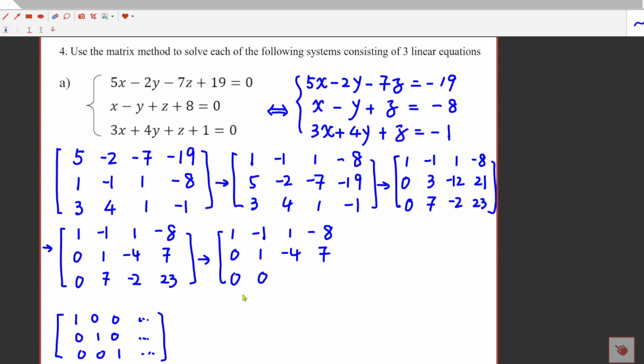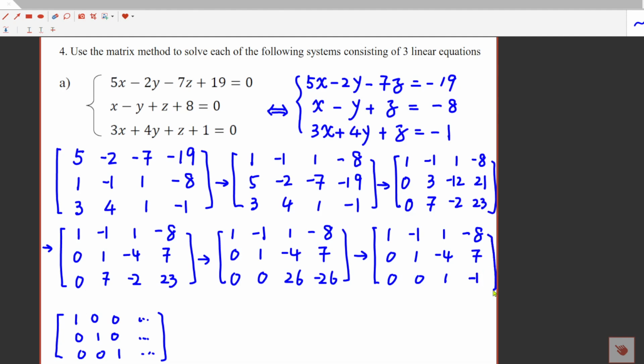Then 26, right? And -26 here. And then simplify the third row by dividing by 26. So that'll give us 1, -1, 1, -8, which does not change, and 0, 0, 1, -1, right?